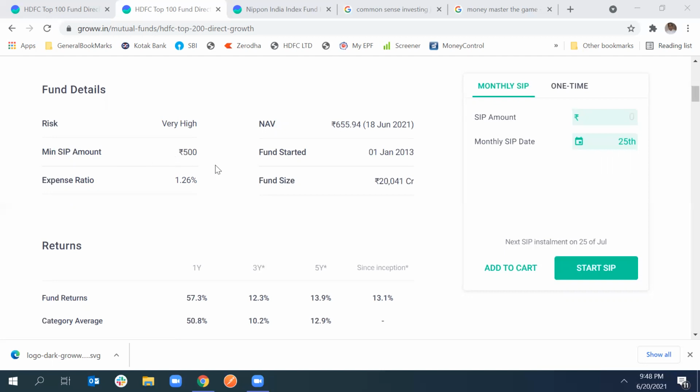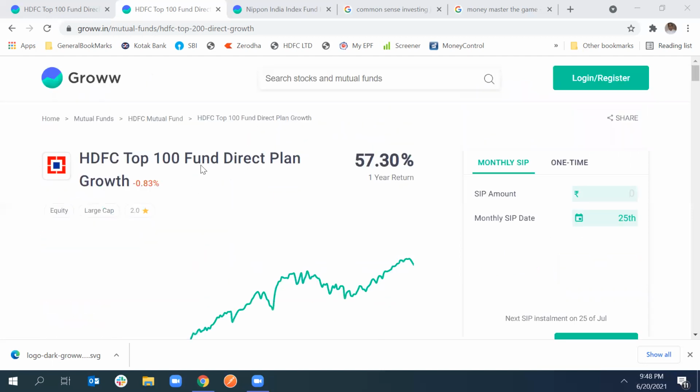The minimum investment is 500 rupees. You can start with 500, and your net asset. This is some statistics about it. And fund size, when you see 20,041 crore has been invested. 20,000 plus crore has been invested in the same mutual fund. It is top 100.